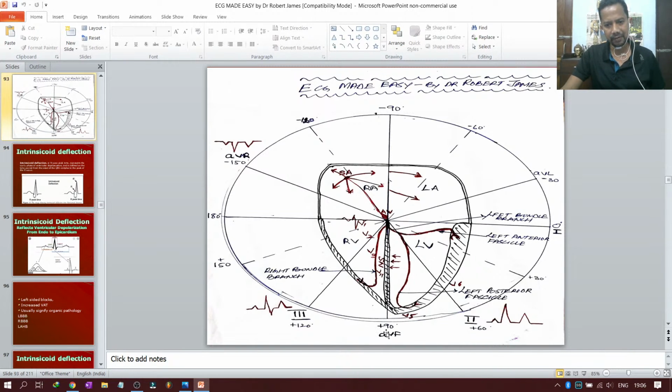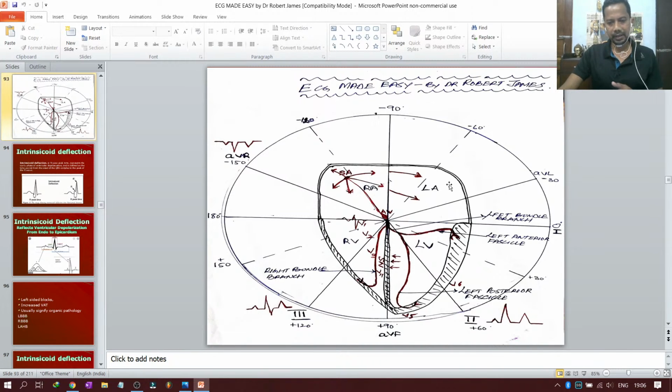For AVF, the current is going away from AVF, and for lead 1 it is going towards lead 1 and lead AVL, away from lead 3. So lead 3 is very unhappy, lead 2 is also unhappy. Because the LPF lies inferomedially, the current is going like this, away from lead 2, away from AVF, away from lead 3, and towards lead 1 and AVL. So lead 1 is positive, AVF is negative, placing the axis at minus 90 degrees. So again, left axis deviation.